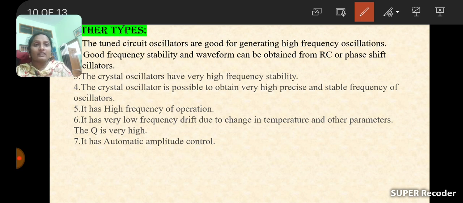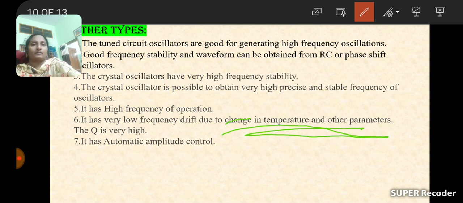And the crystal oscillators have very high frequency stability. With a crystal oscillator, it is possible to obtain very precise and stable frequency of oscillations. It has a high frequency of operation. And another advantage is that it has very low frequency drift due to change in temperature and other parameters. And the Q is very high.